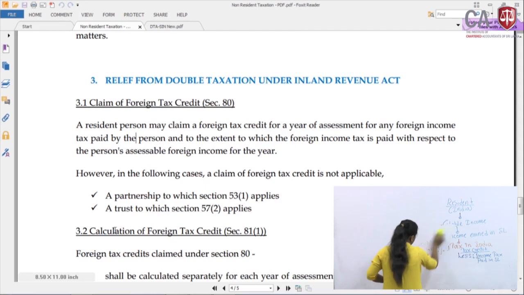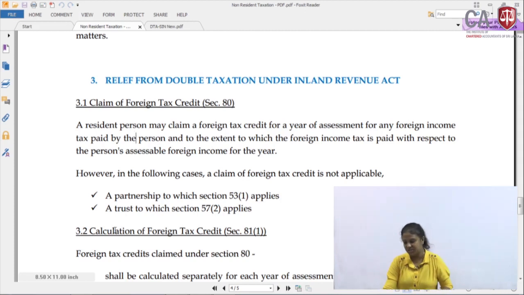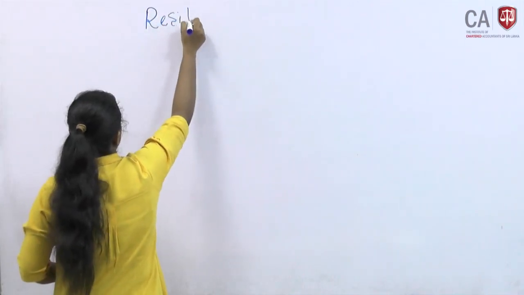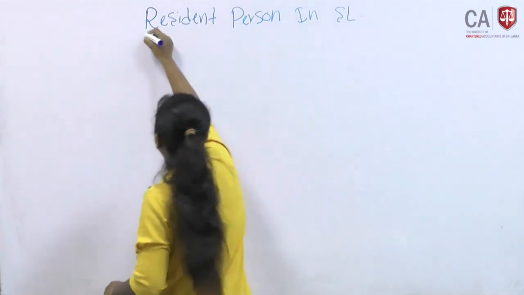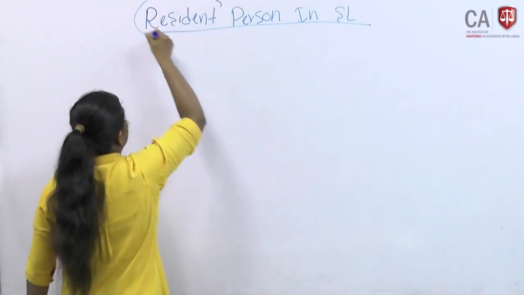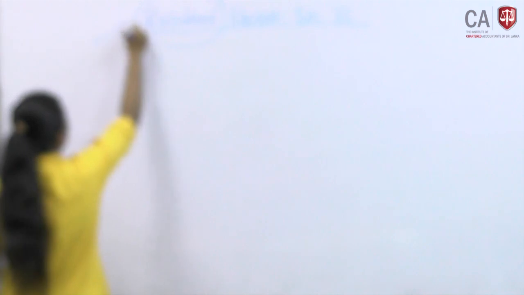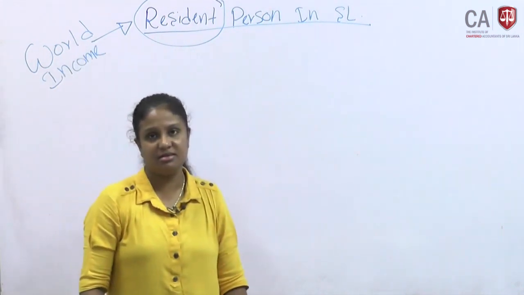It is talking about the foreign tax credit for foreign income. Hearing that section, you can understand it is talking about foreign tax paid on foreign income. Now you have to think: if it is for foreign income, to whom is this foreign tax credit applicable? Resident persons in Sri Lanka. Why have I said that? To tax the foreign income of a person, he should be a resident person. Why? The global income, or world income, of a resident person gets taxed in the country of residence. Clear?